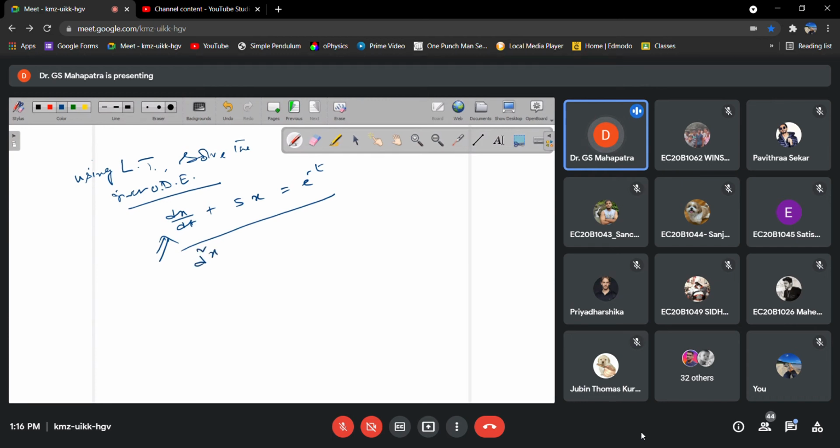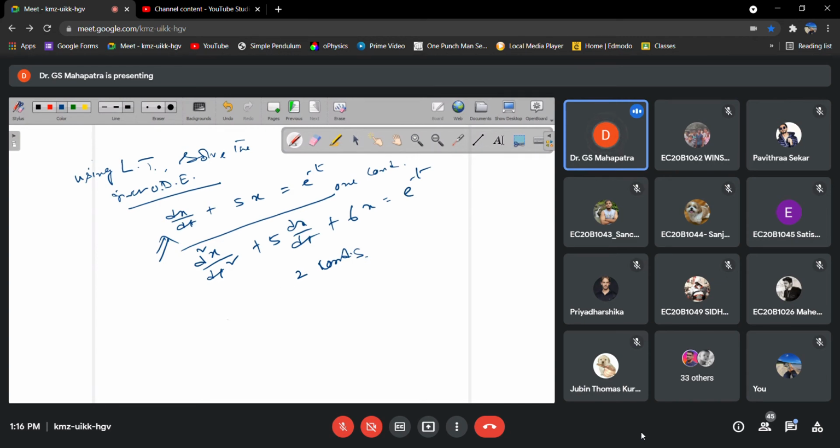If you have to solve this type of differential equation, say 5 dx/dt + 6x = e^(-t), then you need two conditions. Okay, two conditions, but in this case, one condition. If you have that one, then you can solve using Laplace transform.